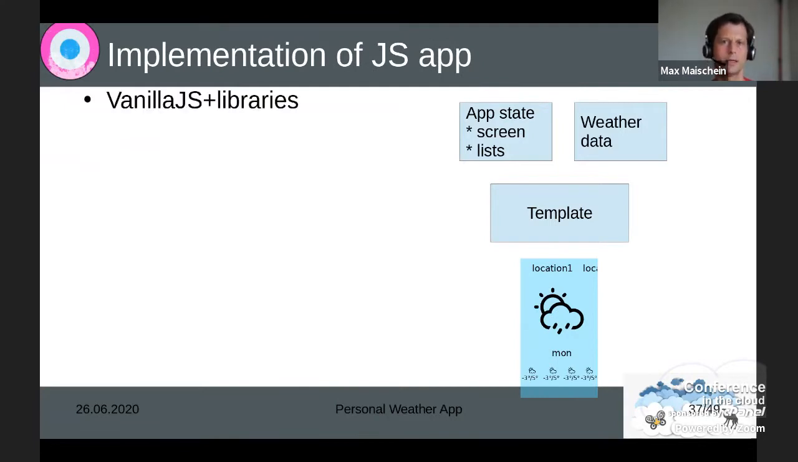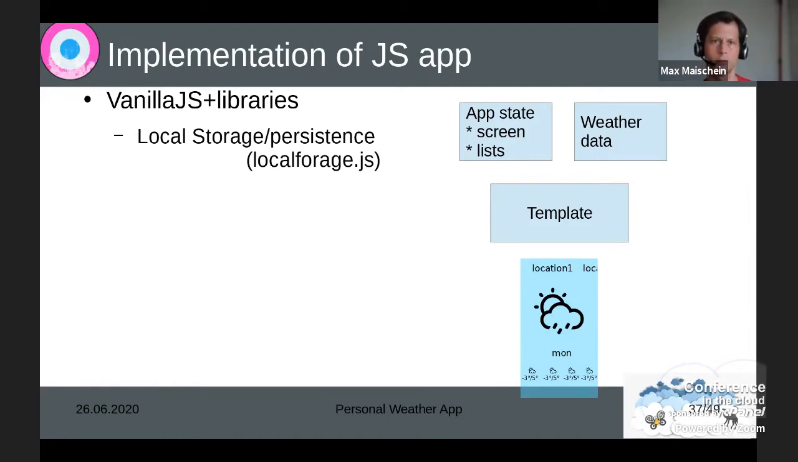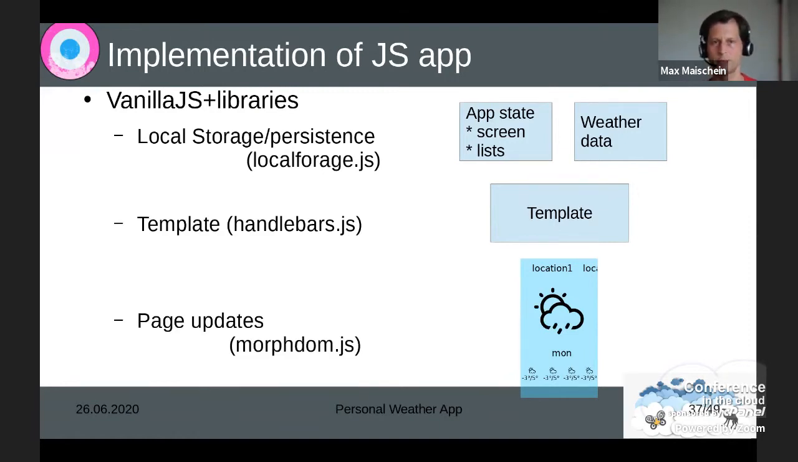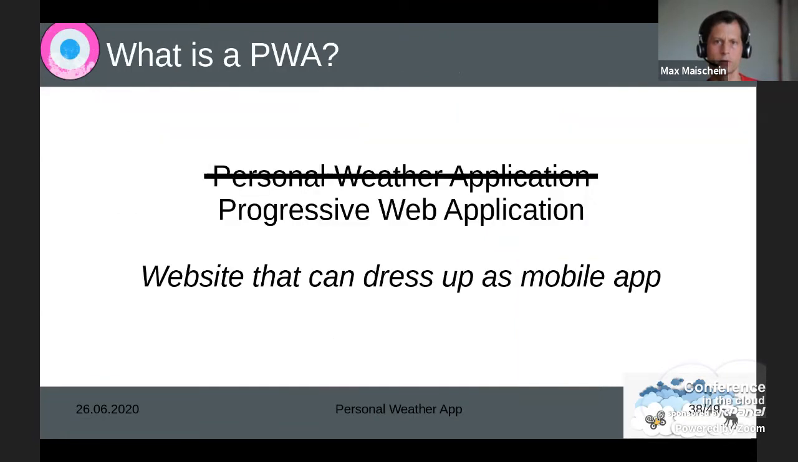So yeah, the implementation on the JavaScript side of the world is basically just vanilla JS and some libraries. Local storage is what I use for storing the data. There is the localForage JS library, and for templating, I already said there is the Handlebars JS library, and the page updates, the diffing between an HTML string and the currently displayed page, is done by the morphdom JavaScript library.